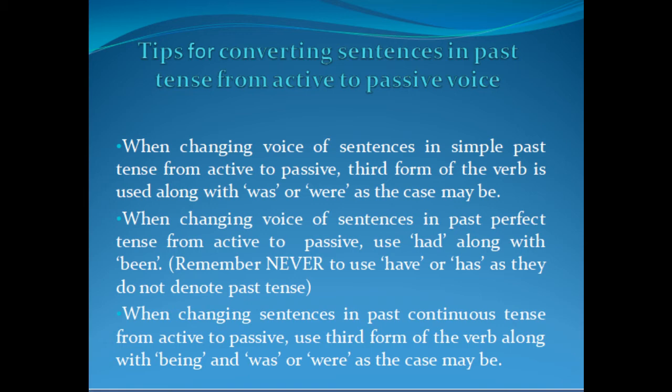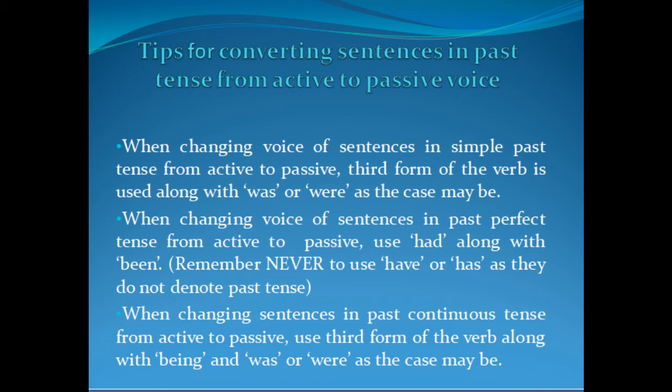Second, when we change a sentence in simple past to passive voice, we add was or were as the case may be. For example, she ate an apple will change to an apple was eaten by her. Third, when we change a sentence in past perfect to passive voice, we only add been. Therefore, had changes to had been in passive voice. For example, they had eaten an apple will change to an apple had been eaten by them.